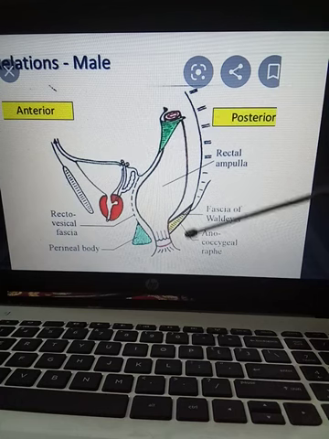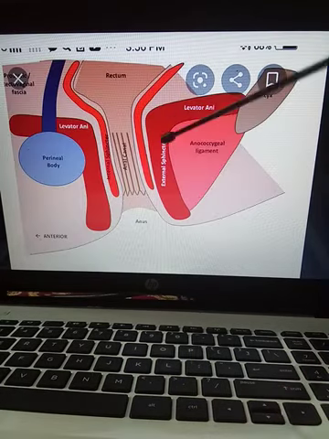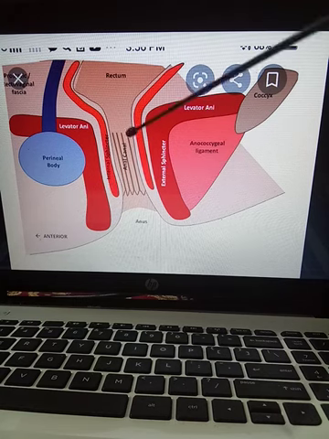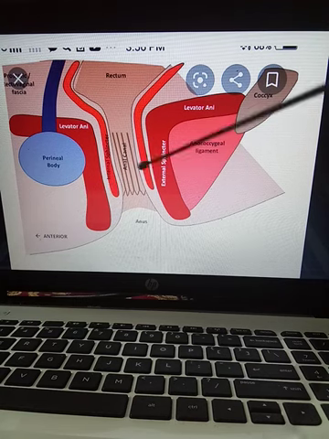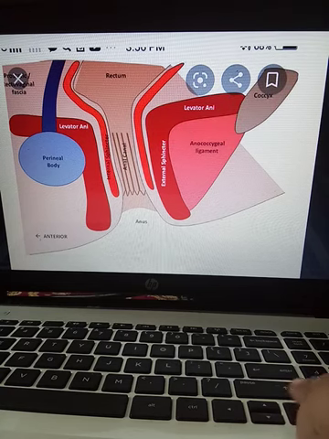And on both sides, as we have discussed in the first diagram, you have the ischioanal fossae. Let's go back to the first diagram. On both sides you have these fossae. These are called the ischioanal fossae, and this will be surrounded through and through by the internal anal sphincter and the external anal sphincter.